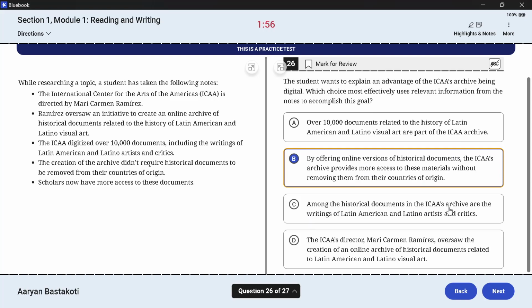Among the historical documents in the ICAA's archive are the writings of Latin. This does not explain the advantage. The ICAA's director oversaw the creation of an online archive of historical documents related to Latin. Okay, this also does not explain the advantage. This is the B, so B is the right answer.